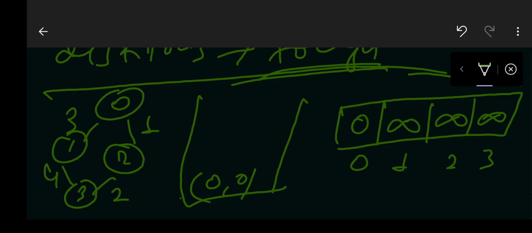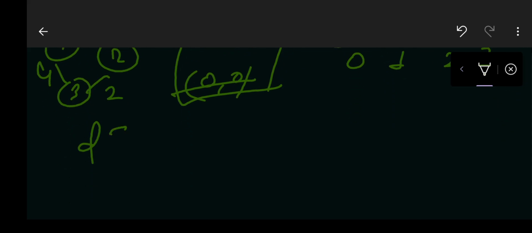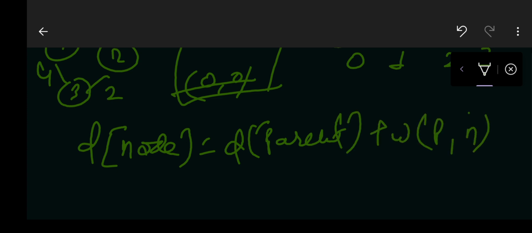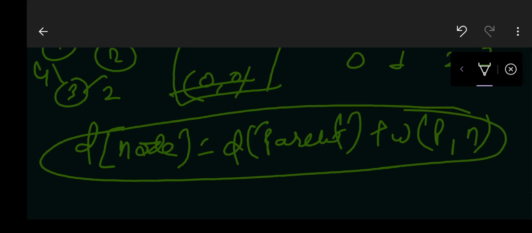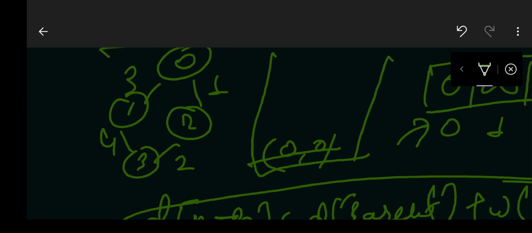Now you go to the neighbor of 0. You take 0, you go to the neighbor of 0, which is 1. You ask what is the distance. So I'll tell you a formula to calculate the distance. The distance of a node will be the distance of its parent, from where it is coming, plus the weight in between its parent and the current node. If it is better, we'll update the array and also the queue.